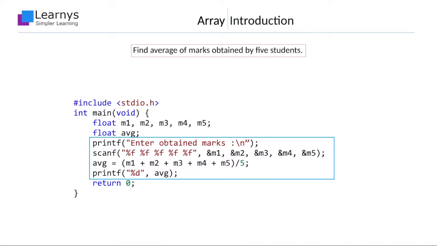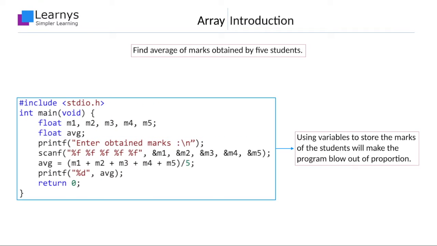This program has successfully handled a case consisting of just 5 students. Imagine a scenario of a class having 100 students. This case is more real than a hypothetical class of just 5 students. With the above mentioned approach, which makes use of a variable to store the marks of each student, your code will blow out of proportion. Thankfully, the C programming language comes with a special provision to handle large chunks of data by making use of a single variable.